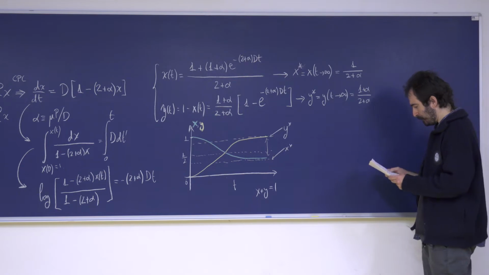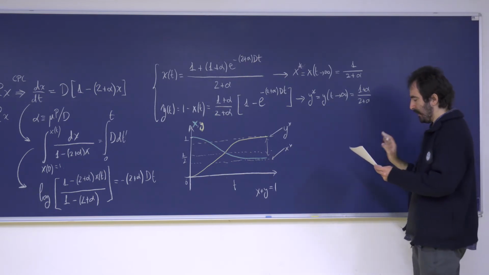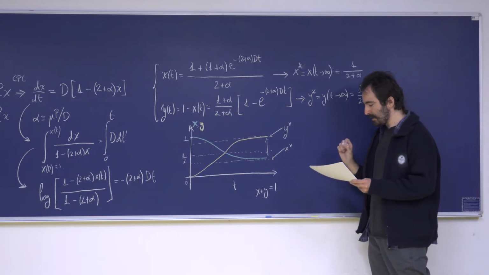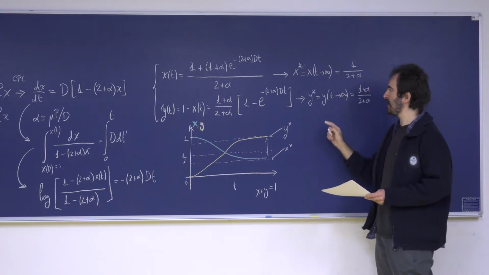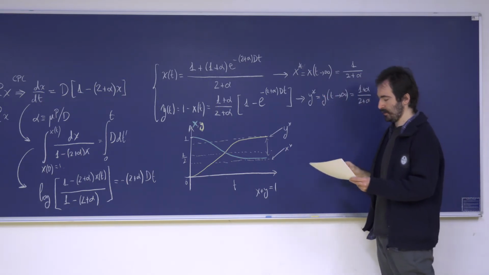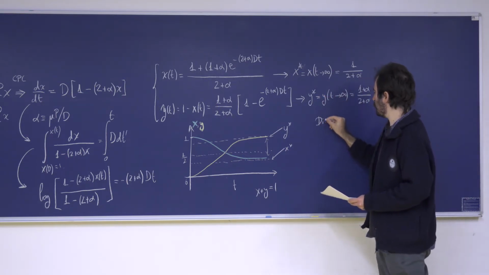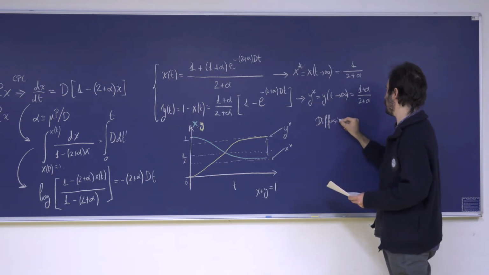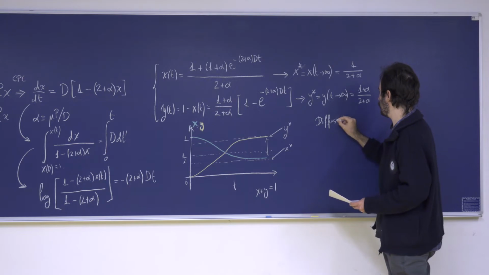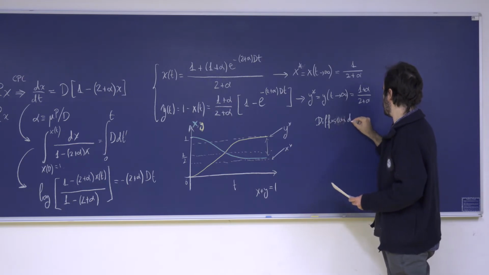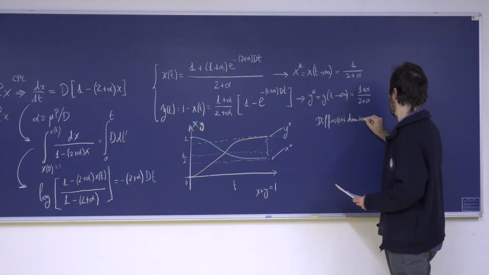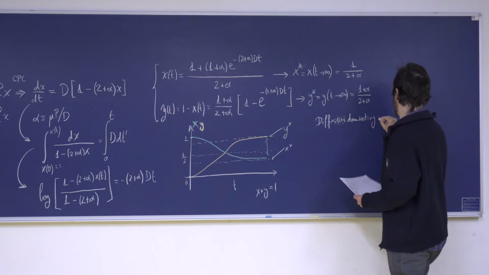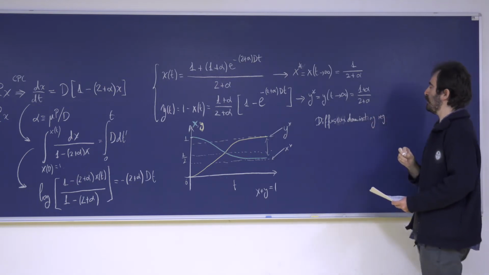Okay, you can also prove that if you want. Finally, let me discuss some of the limits that we can attain from looking at these expressions. For example, I could consider what I call the diffusion dominating regime.